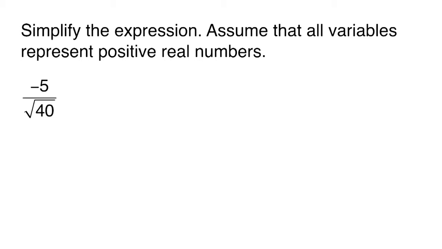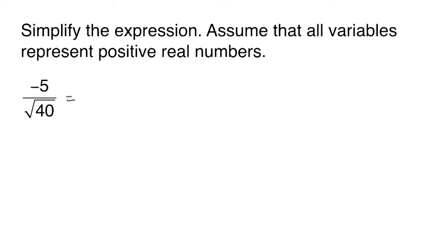Simplify the expression. Assume that all variables represent positive real numbers. -5 over the square root of 40. Before rationalizing the denominator, we'll first simplify the radical.